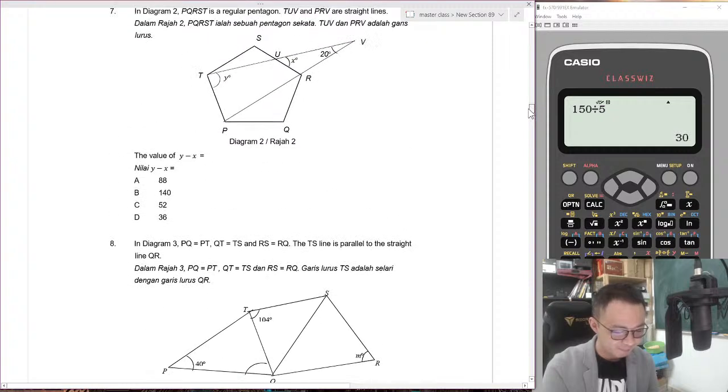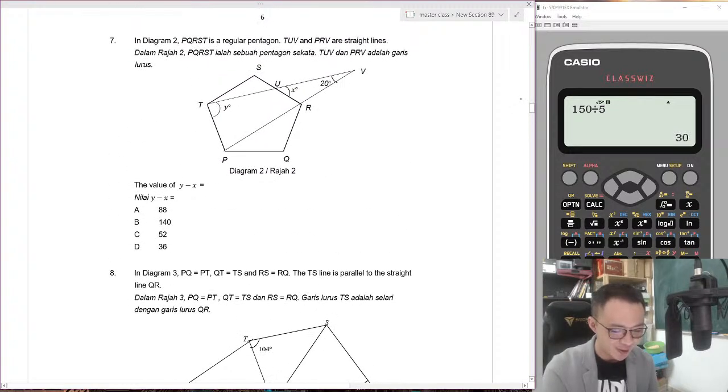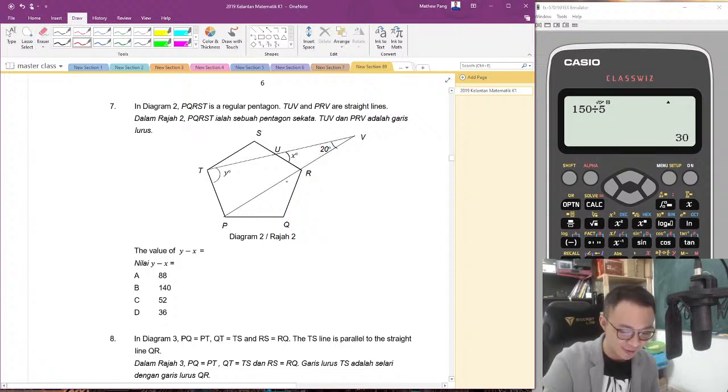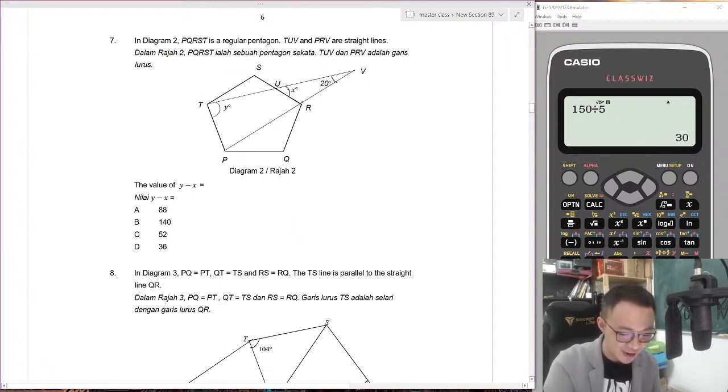So let's move on. This line must actually touch the vertex now. So we just assume it touched, because it tried to touch as well. Oh my god, I can't erase it. How come? Okay, now okay already. So we just assume it is a diagonal. If it's not the diagonal, it's kind of hard for us to solve this question.